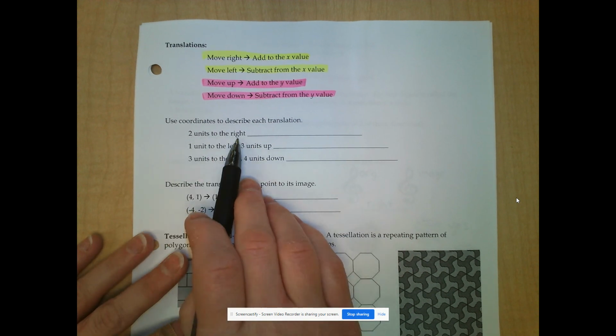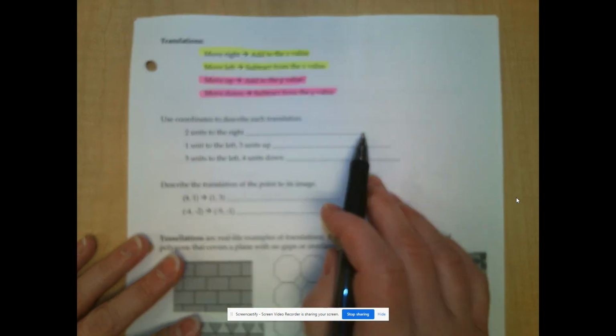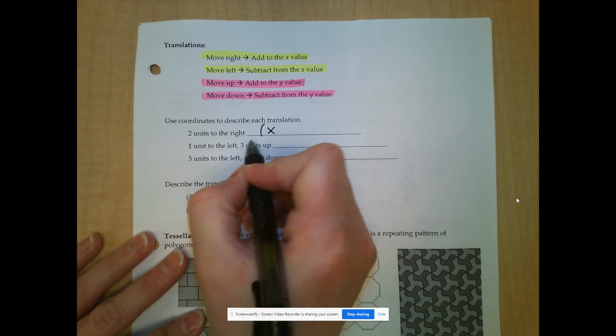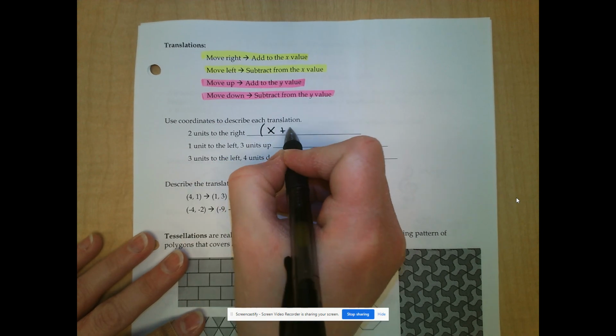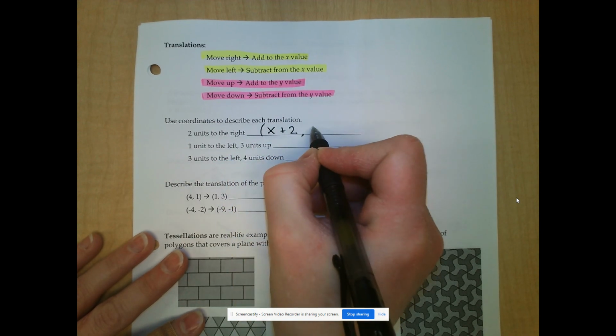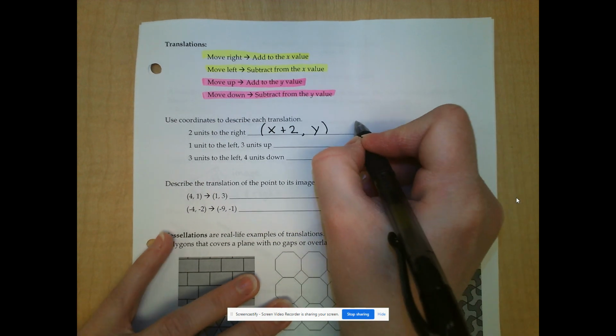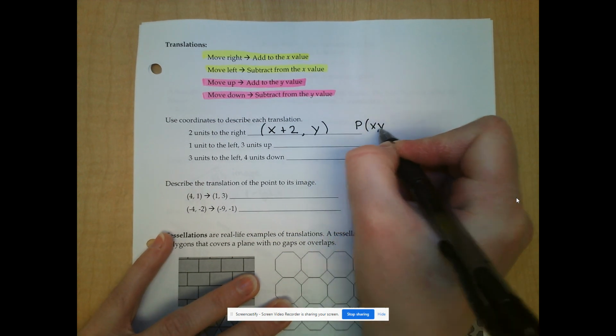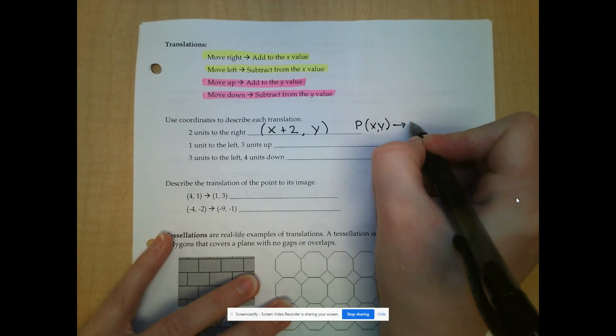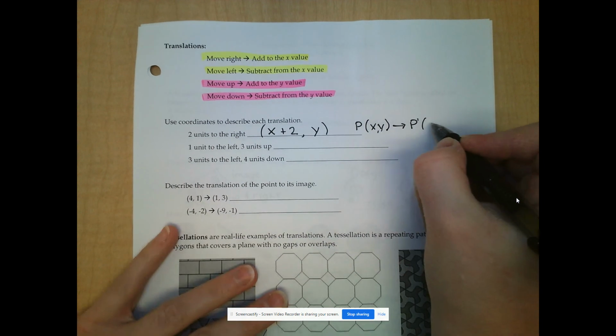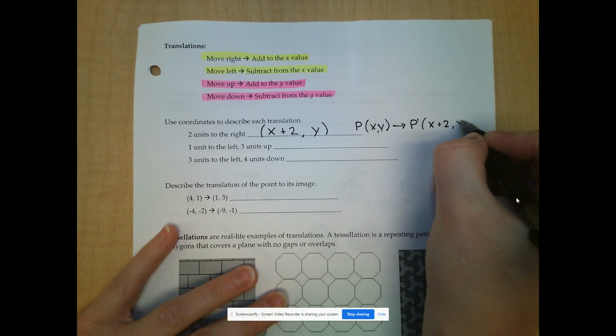2 units to the right. So first, I'm thinking left and right is on the x-axis. So the x-axis to the right is positive, so I'm going to add 2. And nothing happened to the y, so I'm just going to write y. I didn't do anything to it. I didn't add to it. I didn't subtract. It didn't get bigger. It didn't get smaller. Now, technically speaking, when we write this, we're saying the original coordinate x, y becomes the image coordinate x plus 2, comma, y.